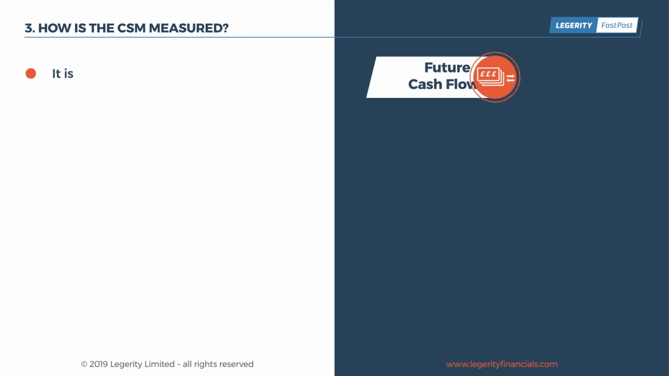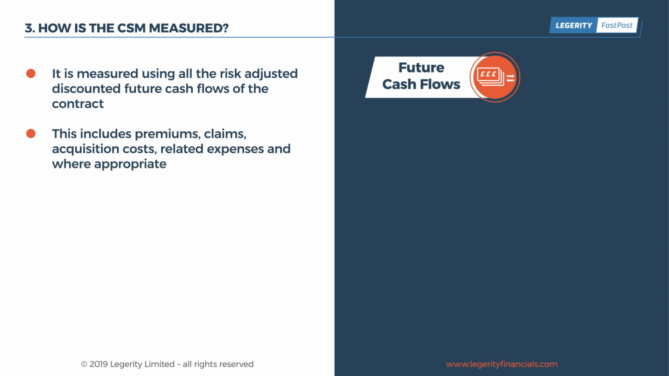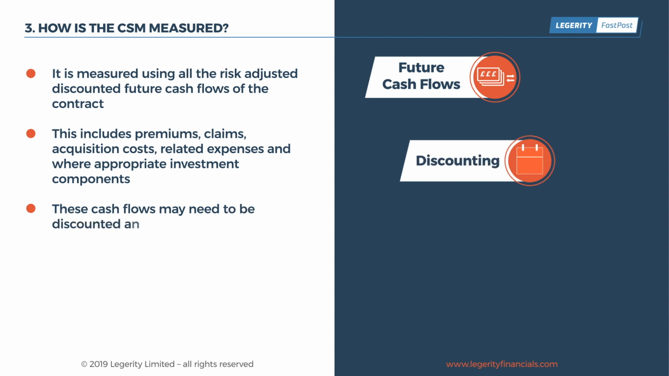How is the Contractual Service Margin measured? The CSM is measured using all the risk-adjusted, discounted future cash flows of the contract. This includes premiums, claims, acquisition costs, related expenses, and where appropriate, investment components. These cash flows may need to be discounted and the discount rate is fixed after inception.